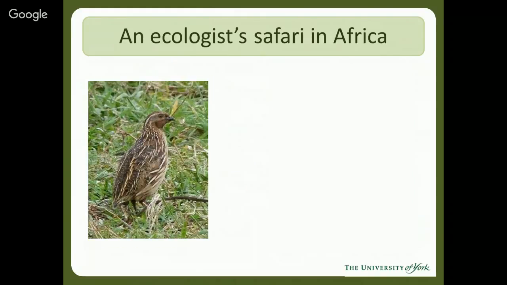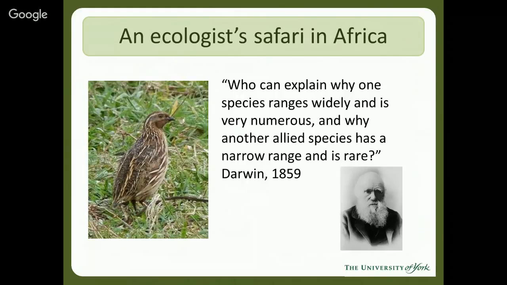So, an ecologist's safari in Africa. This is the question that interests me fundamentally. As Darwin explained a long time ago, he asked, who can explain why one species, such as this common quail, ranges widely and is very numerous, but another closely related species has a narrow range and is rare? It's a fundamental problem that is very difficult to answer.